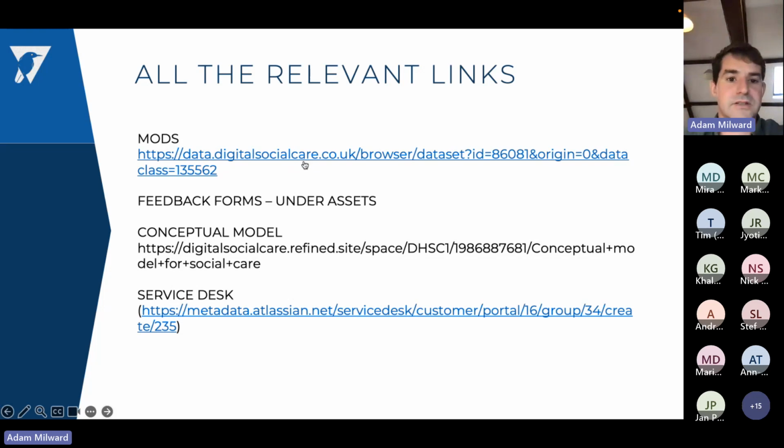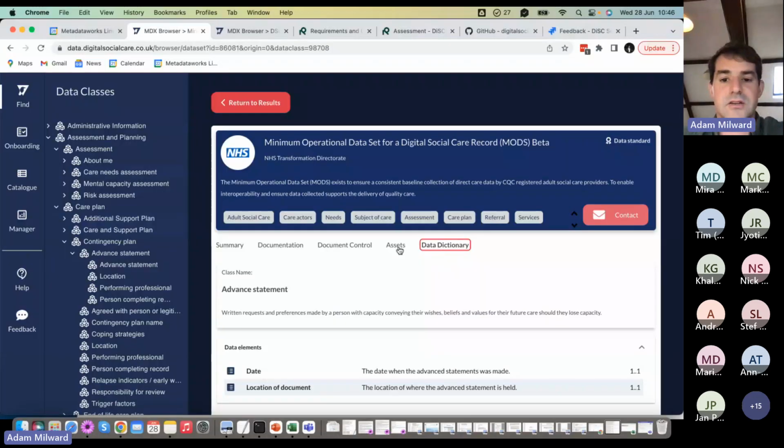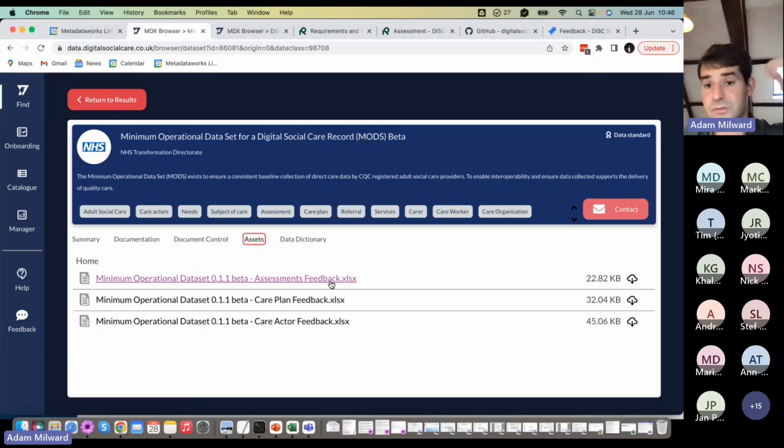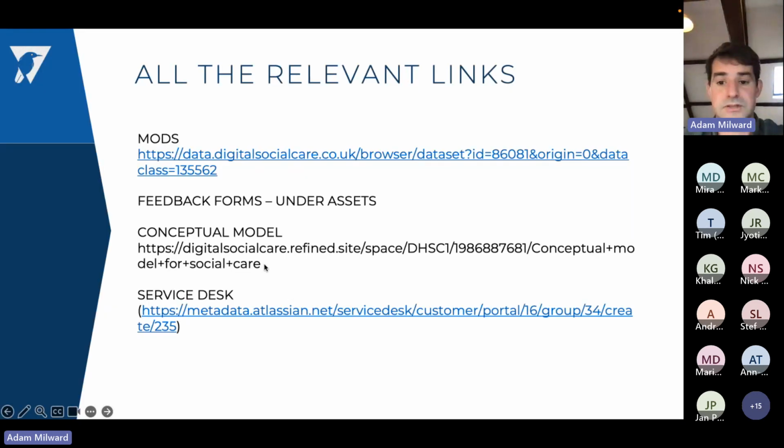Again, the links will all be here, so you've got the models under this link. This page where you've got your data dictionary, you can explore that. You can also download your assets, and these are Excel spreadsheets, and we'd encourage everyone to provide feedback if possible. The conceptual models are here, and that link will be in the presentation we send through. And then there's a service desk and a feedback link.